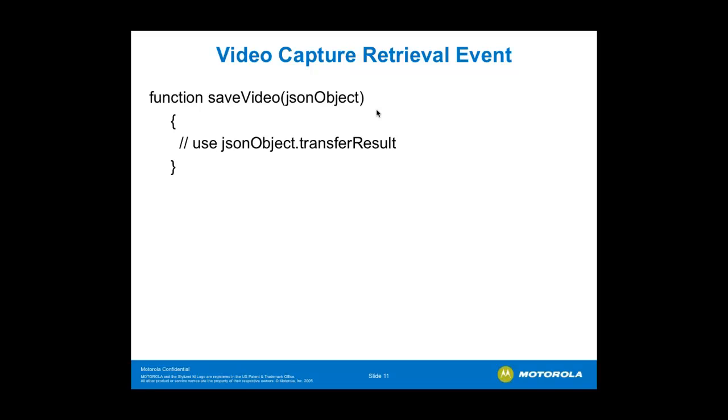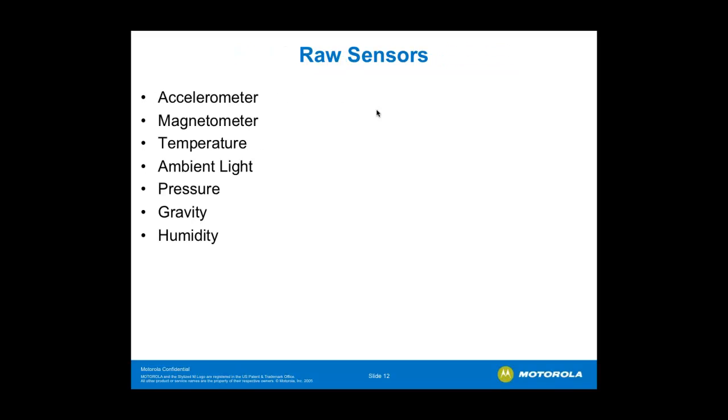Okay, so with that, I'm going to talk about raw sensors. This is very exciting. Motorola is introducing devices in the future with all kinds of sensors, not just accelerometer and magnetometer, but temperature, ambient light, pressure, gravity, humidity.